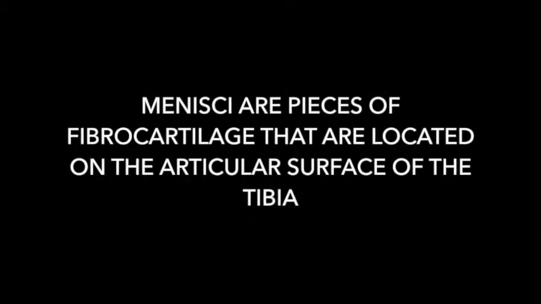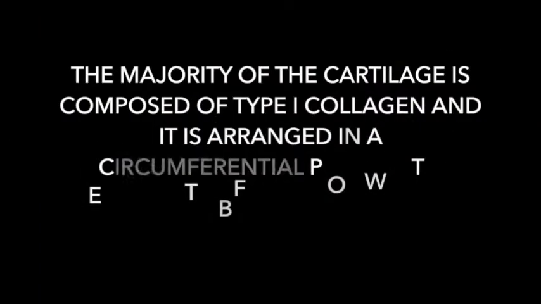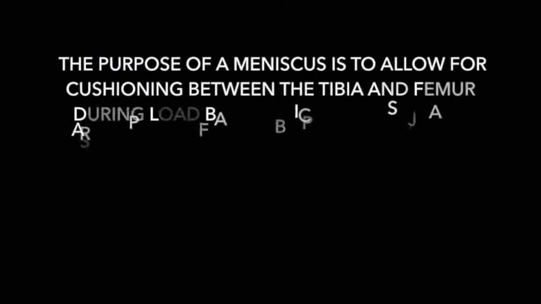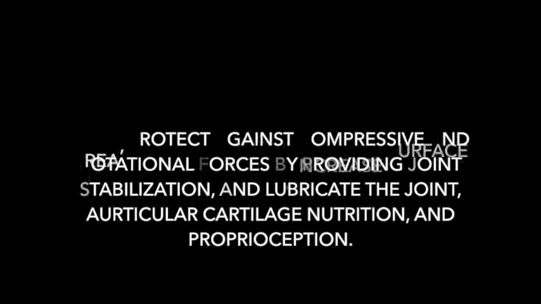Menisci are pieces of fibrocartilage that are located on the articular surface of the tibia. The majority of the cartilage is composed of type 1 collagen and is arranged in a circumferential pattern to endure the forces of weight bearing. Their purpose is to allow for cushioning between the tibia and femur, which increases contact area during load bearing, protect against compressive and rotational forces by providing joint stabilization, and lubricate the joint, articular cartilage nutrition, and proprioception.